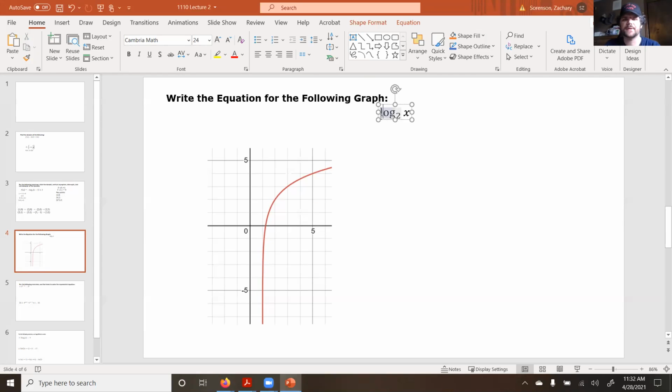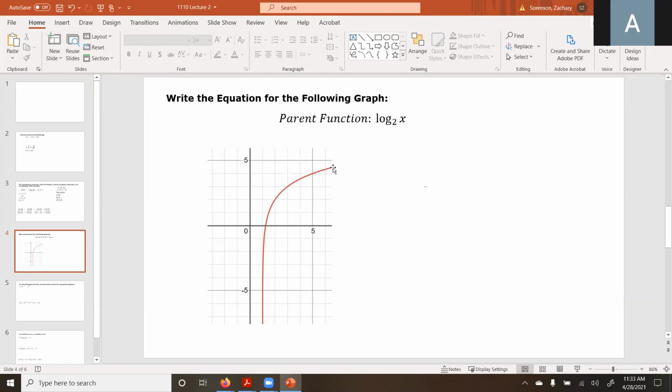Oh, I erased the fact that this is my parent function. Tell me things about this graph. Or guess about things about this graph. It doesn't really have to be related to logs, just any observation you can see about it. It has a vertical asymptote at 1. Perfect, x equals 1.